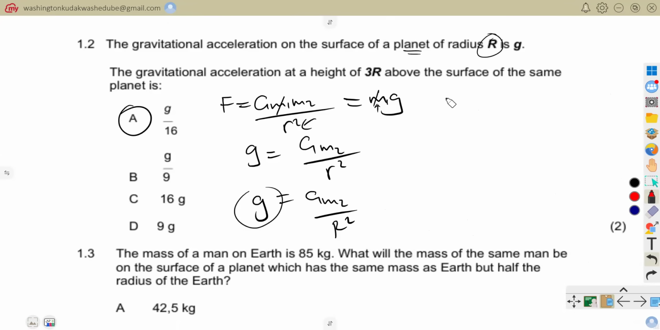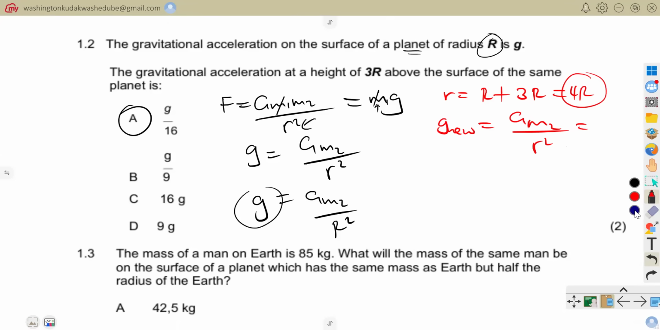So I'm saying that our new r is now equal to the radius of the planet plus the distance above the surface of the planet. That gives us 4r. So this is the distance from the center of the planet to where the object would be. Now, the new gravitational acceleration will be given by g m2 all over r squared, where now this r would be replaced by 4r. So it would be g m2 all over 4r squared.